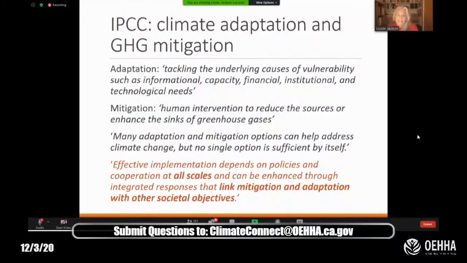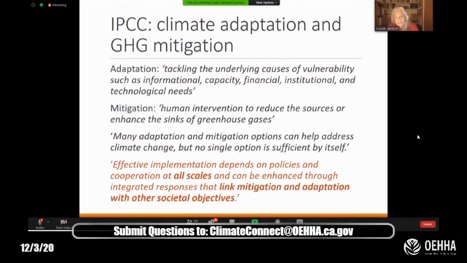So here are definitions of adaptation and mitigation from the IPCC: adaptation being tackling the causes of vulnerability, and mitigation being interventions to reduce greenhouse gas emissions. And the IPCC in these reports goes on to say that no single option is sufficient by itself, but it also has this very intriguing point here that I'm going to focus on in the talk.